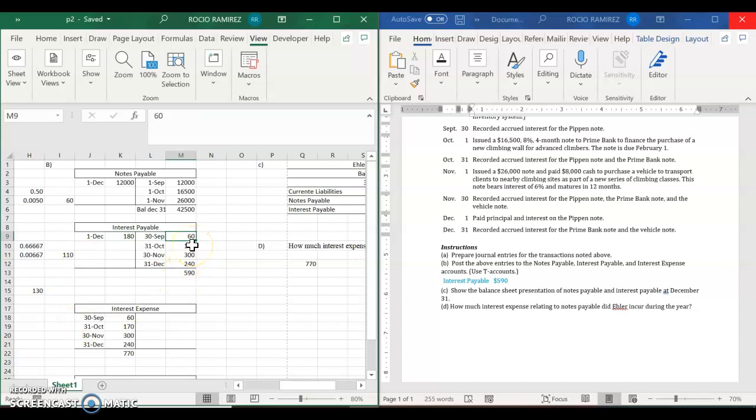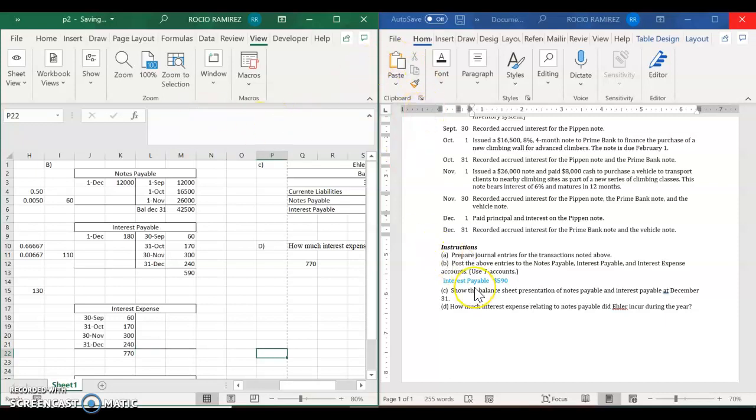For interest payable, we also paid the interest for the pipe note, which is 180, and we still owe the interest for the prime note and the vehicle, but we are going to be accruing this interest. That's why we don't show the total amount of all of the time. So the balance will be 590. In this case, I just sum up the movements we have for this account, and reduce the debits, which decrease our liability for the interest. And there's the total interest expense. In this case, we have right here 770. I'm going really quick because I just have 1 minute and a half.